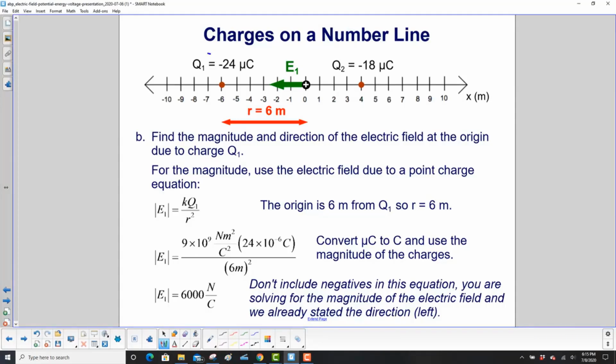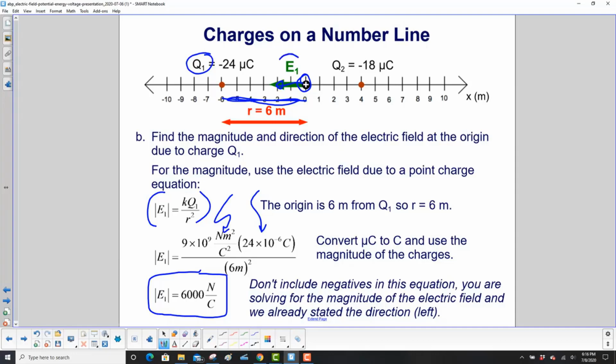Okay, so we know the electric field due to Q1 at this point here is going to be to the left, right? A positive charge will move towards a negative charge. We have our equation for the electric field. We're just going to work with the magnitude. So we have K. We convert the charge to coulombs by multiplying it by 10 to the minus 6. And what distance do we use now? We use a distance of 6 meters because the origin is 6 meters away from Q1. Plug our numbers in, and we get a magnitude of 6,000 newtons per coulomb. No negatives in this equation. You just want the magnitude. And we already said the direction, it's to the left. So the electric field at the origin, due to charge 1, we're calling it E1, is 6,000 newtons per coulomb to the left.